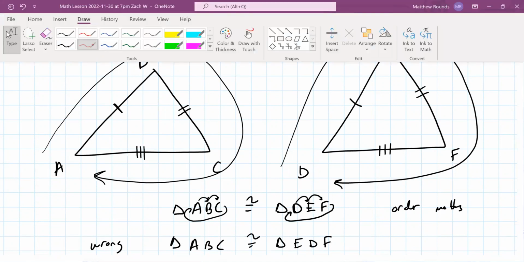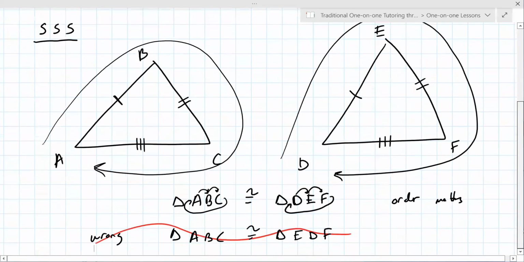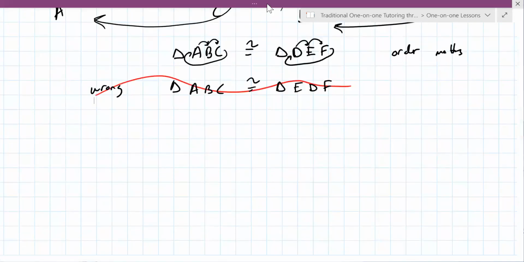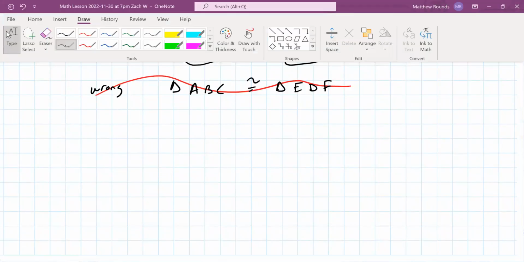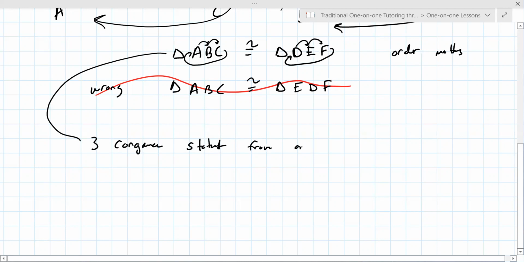And I don't want to emphasize it too much, but the reason you write the triangle congruence like this, and I don't know if you've gotten this far in the class yet, is that you can write 3 congruent statements for the angles. And they have to match those.